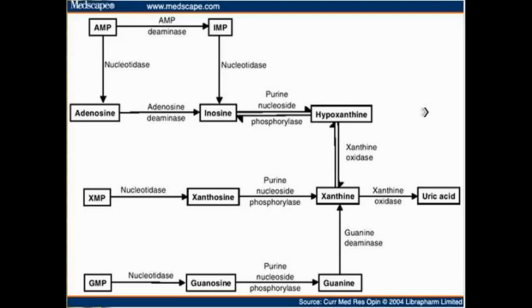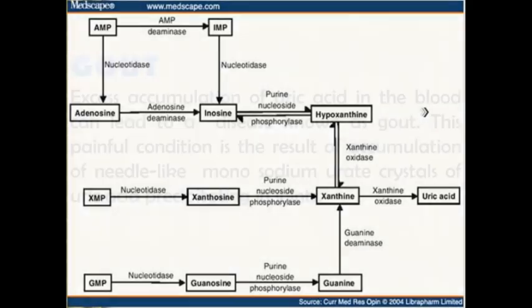And again, GMP with the help of nucleotidase forms guanosine, which in turn with the help of purine nucleoside phosphorylase forms guanine, and this also forms xanthine with the help of guanine deaminase. Now all this xanthine forms uric acid when it is acted on by xanthine oxidase.